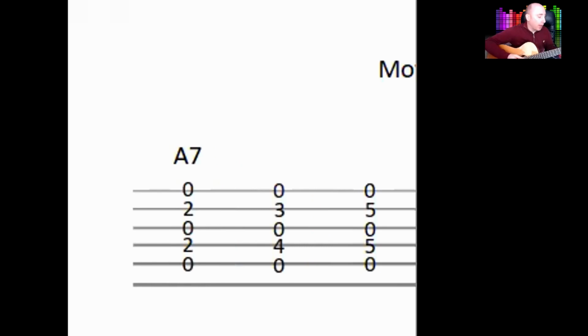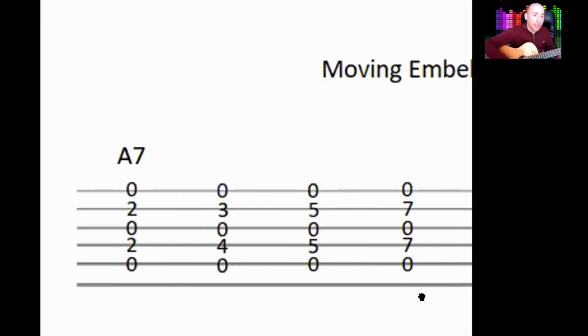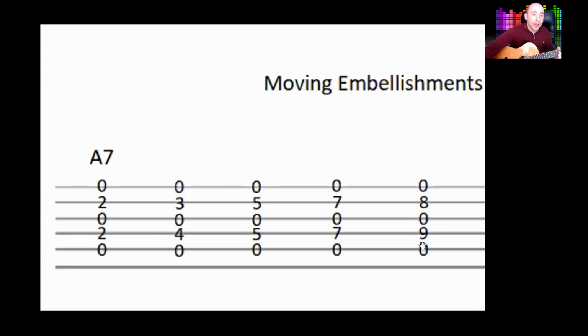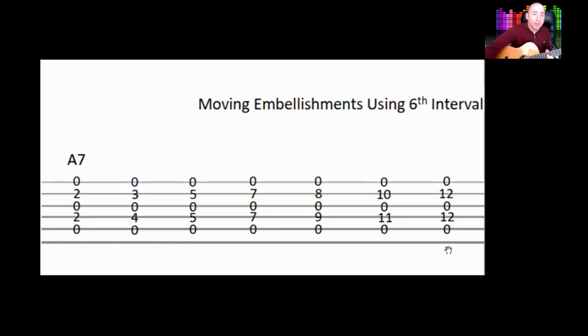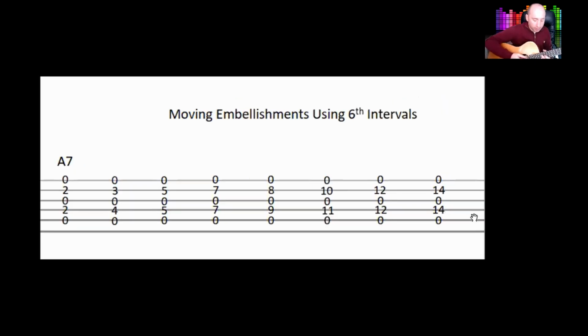Then you got 5 and 5. Moving that shape up 2 frets to 7 and 7. And then to 9 and 8. And then to 11 and 10. And then to 12 and 12. And then going up to the 14s.